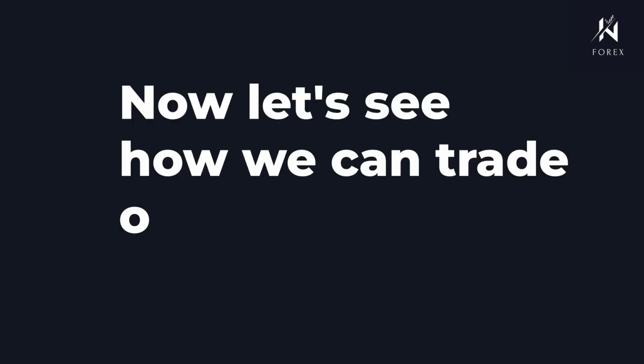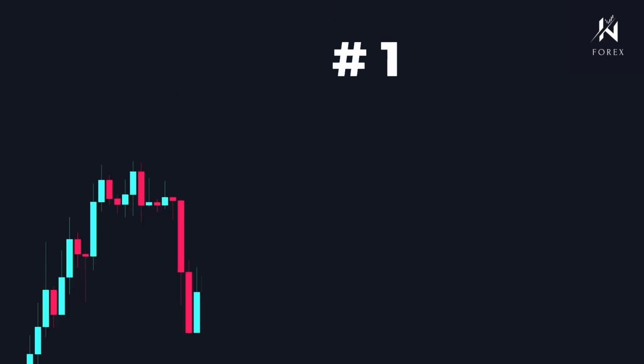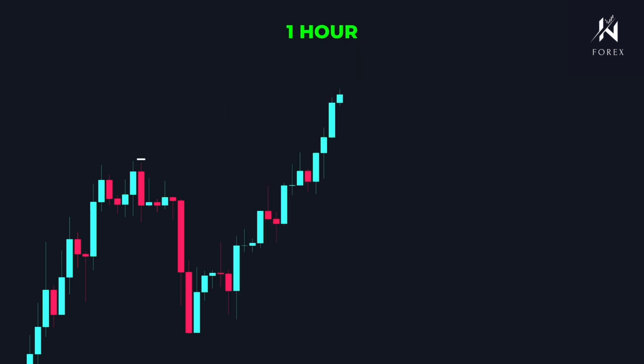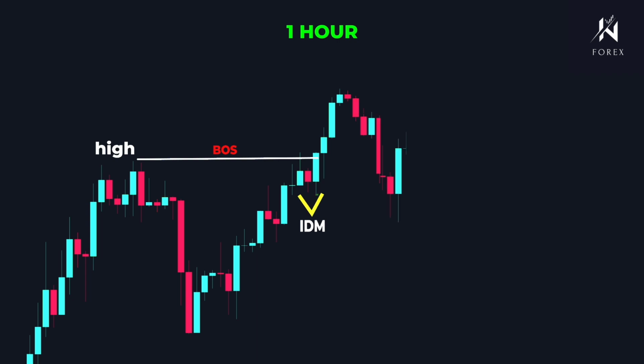Now let's see how we can trade on the order block. Strategy number 1. Let me explain liquidity order blocks and how they work. On a 1-hour higher time frame, when the price breaks a higher high, it creates liquidity. This process is called inducement, as it attracts traders to enter the market. After this, the price usually pulls back to sweep the liquidity. At this point, a liquidity sweep happens, and a high probability order block is formed.